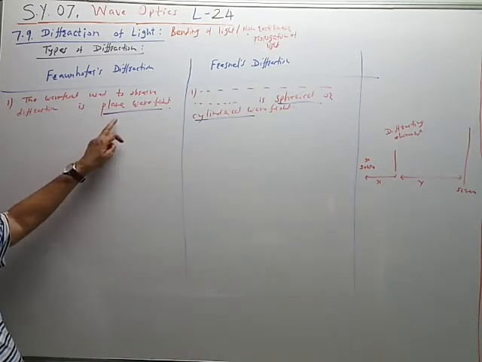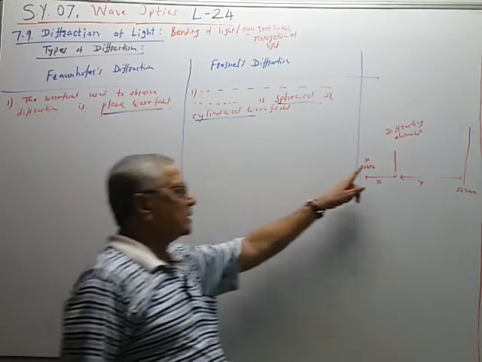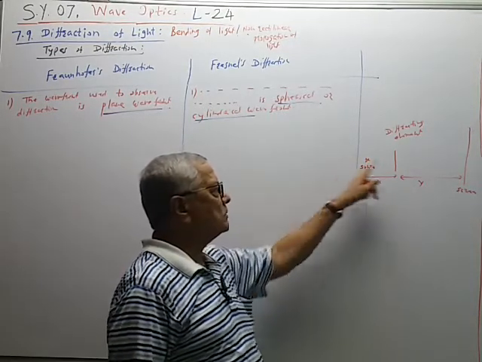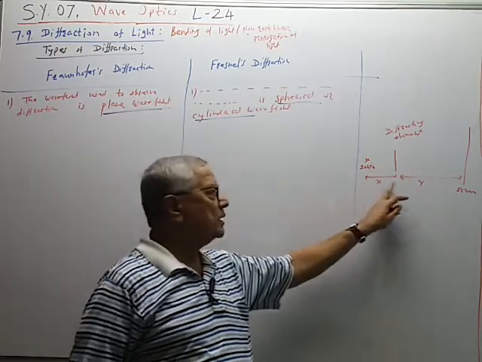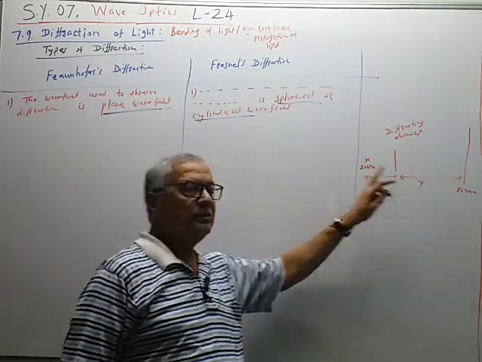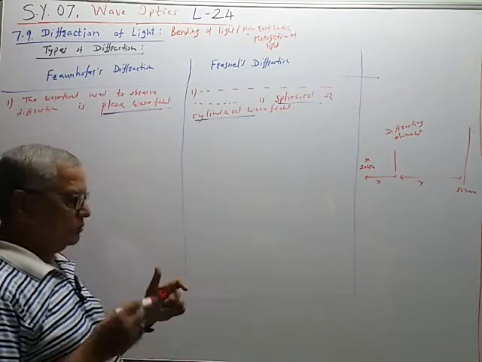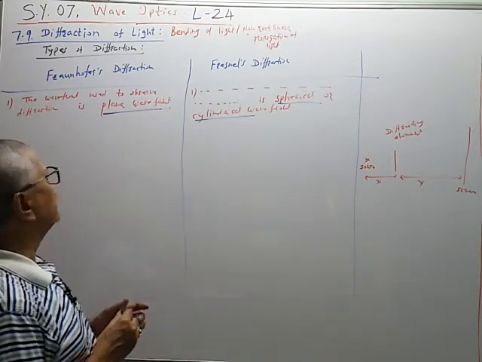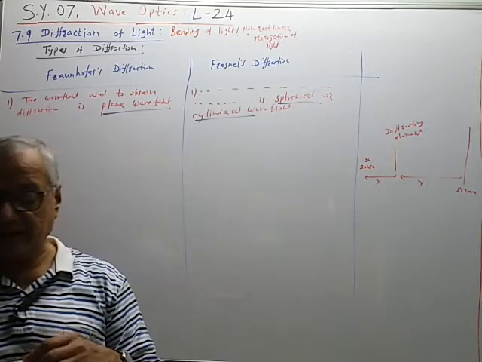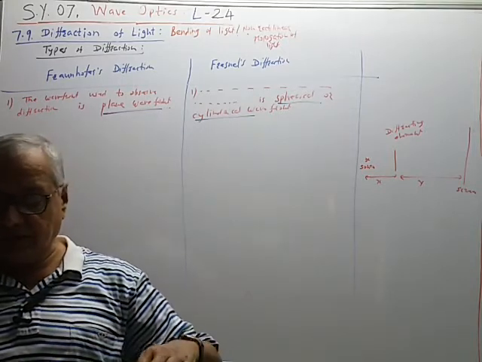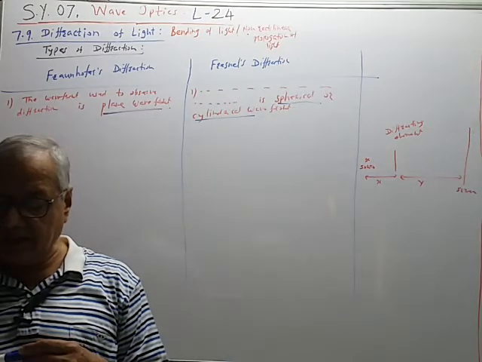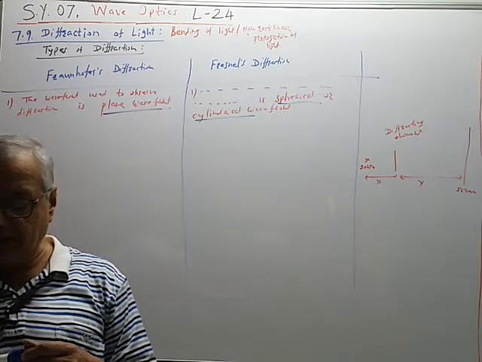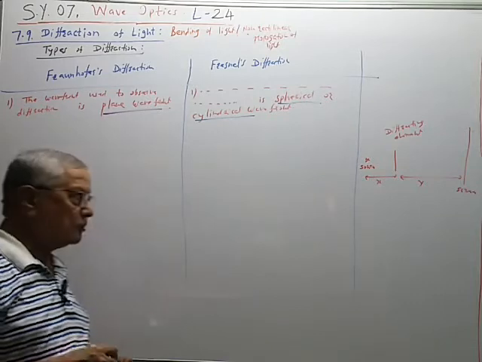So when we are to use the plane wavefront, what is the condition? Either the source should be at infinity, meaning x should be infinity, or y should be infinity. When x is very, very large and y is very, very large, we get the plane wavefront, and the type of diffraction is the Fraunhofer diffraction pattern. When the distance of the primary source and the screen from the diffracting device like a slit are effectively very large, it is called Fraunhofer diffraction.